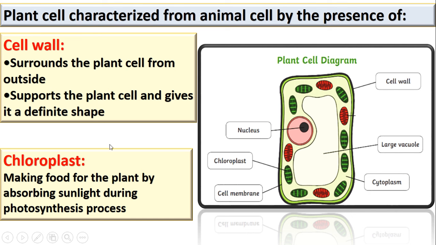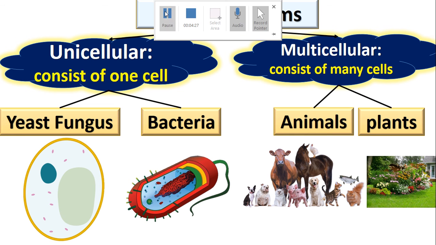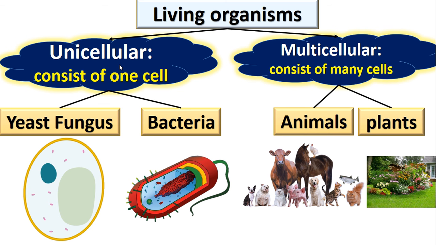So the two parts in the plant cell which are different from the animal cell are the cell wall and chloroplast. And there is also a large vacuole here. In the animal cell it was a small vacuole, and inside the plant cell it is a large vacuole. The living organisms are classified into two types: unicellular and multicellular. We said that unicellular organisms consist of one cell, like yeast, fungus, and bacteria. And we talked about the multicellular.